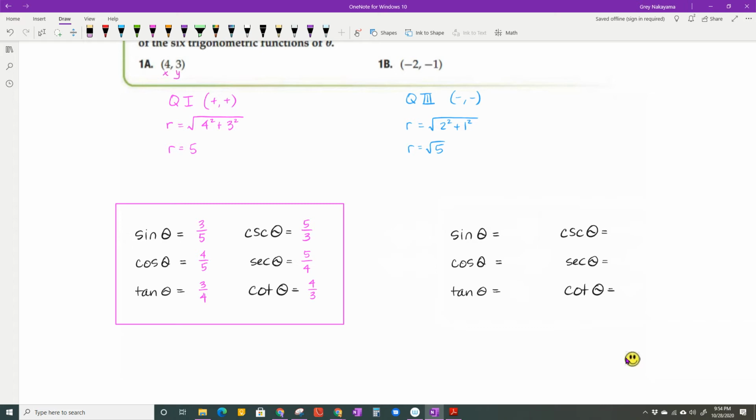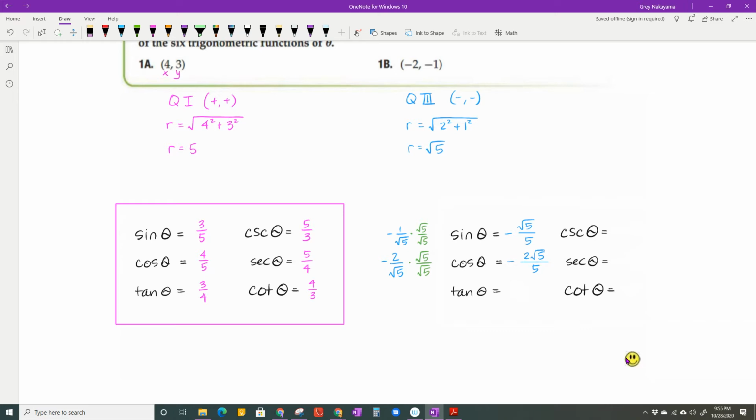Now, when you come down here and do sine, sine is y over r. So I'm going to have -1 over the square root of 5. You have to rationalize it. But y'all, if you put it into ClassCalc just like that, it will do it for you. So you don't have to do the rationalizing, and you'll get negative square root of 5 over 5. Cosine, -2 over square root of 5, rationalized becomes -2 square roots of 5 over 5.